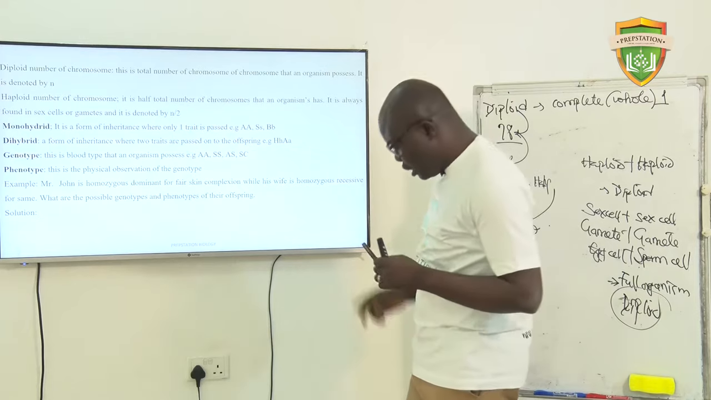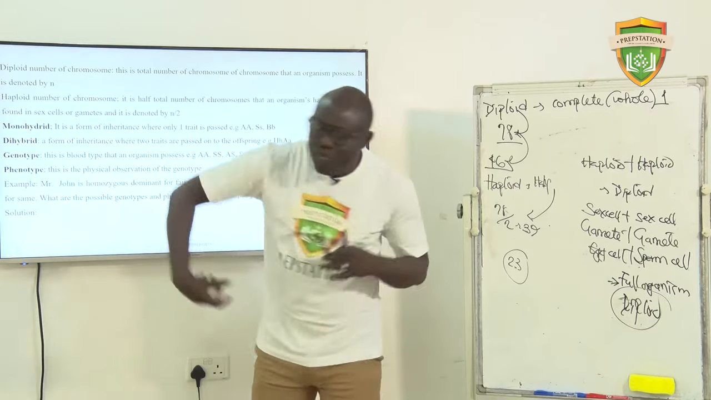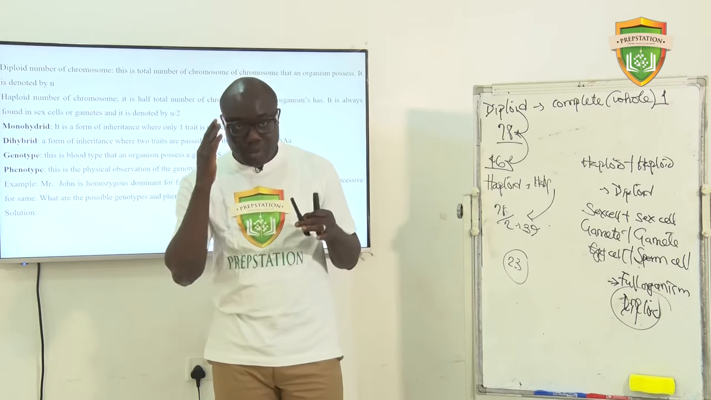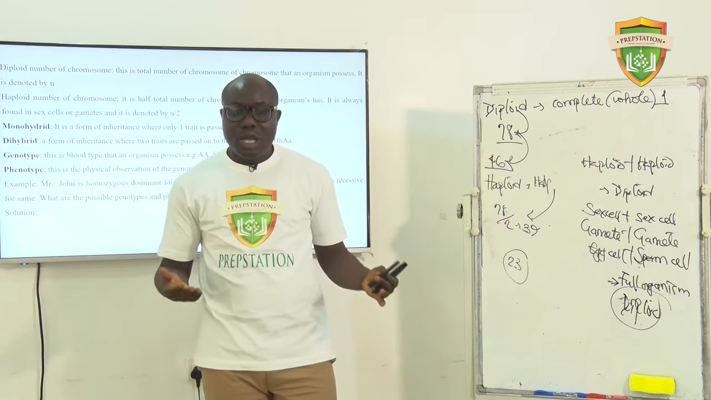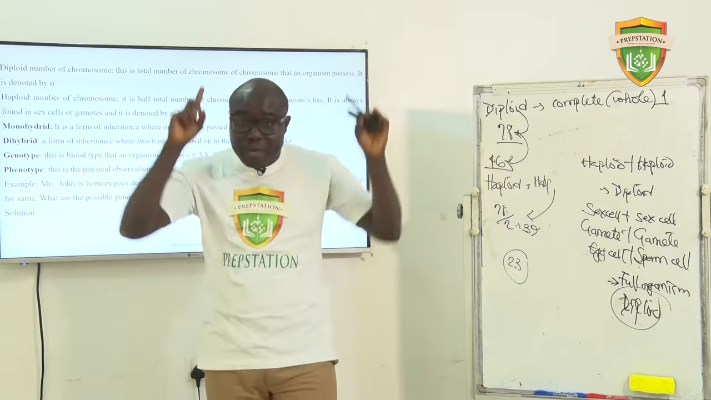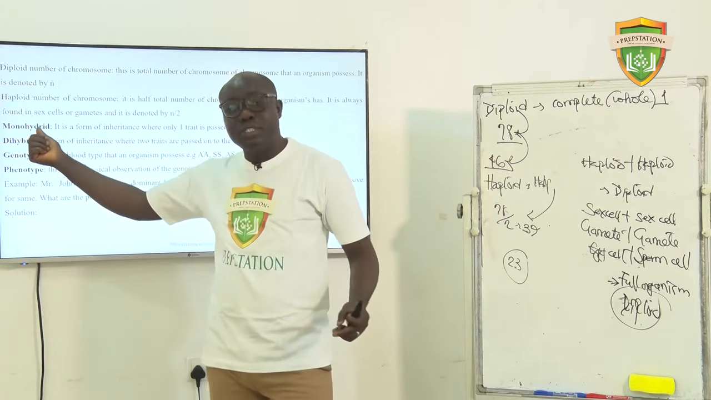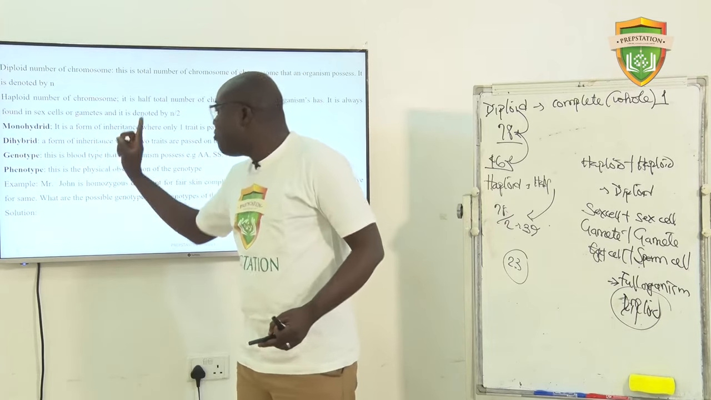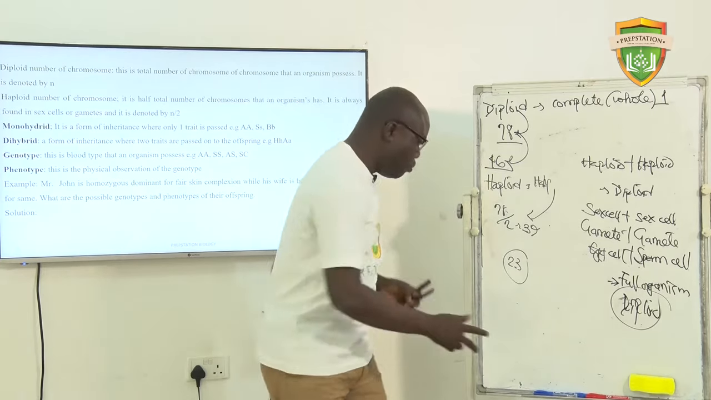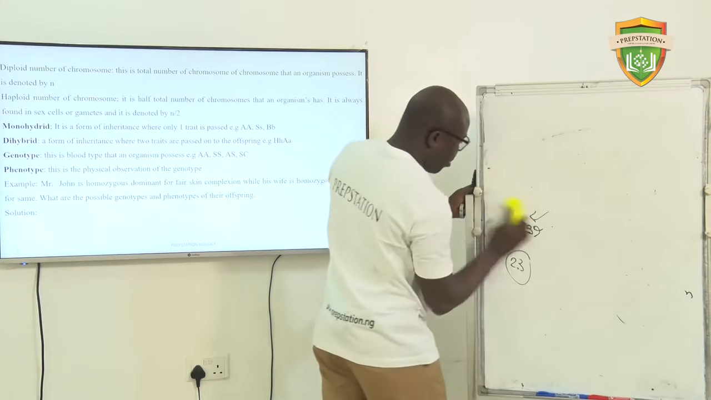Okay, now let's look at this one. The next one is monohybrid. Break it into pieces. Mono means one. Hybrid means what? A new baby that is not the parent; it's not the father, it's not the mother. Maybe you don't know that all of us are hybrid, because you are not 100% your dad and you are not 100% your mom. You do not look like any of them completely. You are different on your own. That's what makes you a hybrid. So when you say monohybrid, it's a form of inheritance where only one trait is passed. What do I mean by that? Only one trait is passed.